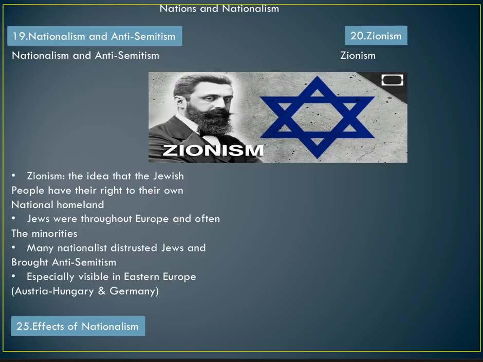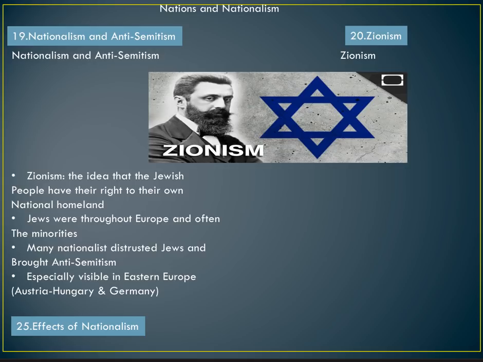And a lot of the nationalists, the people who felt such a strong feeling towards their country, distrusted the Jews and brought anti-Semitism to them. So anti-Semitism is discrimination against Jews. That's what anti-Semitism is. And they felt that, well, you know what? They are not a part of us. They are not like us. They don't share our same history. They don't share our same culture. They don't share our same traditions. They're the outsider. They're a threat to us.